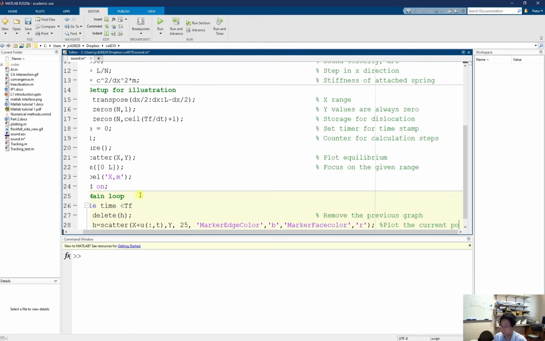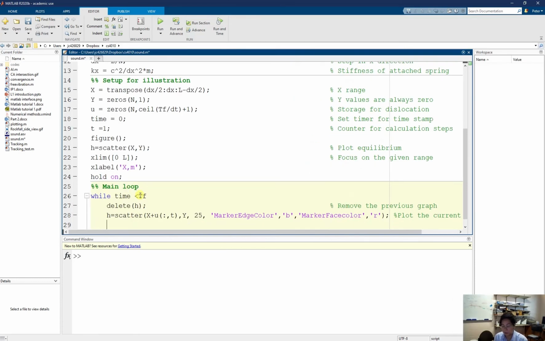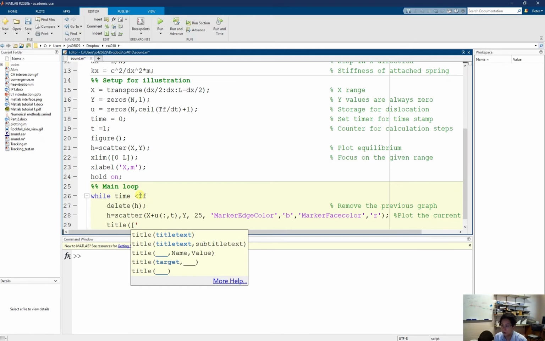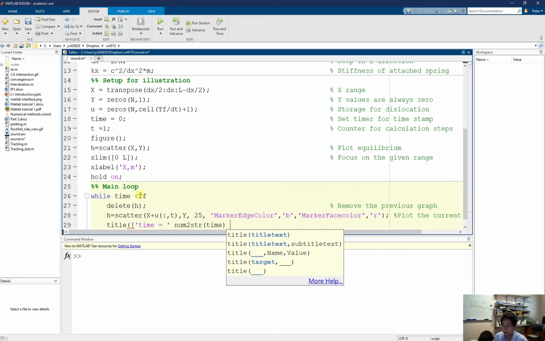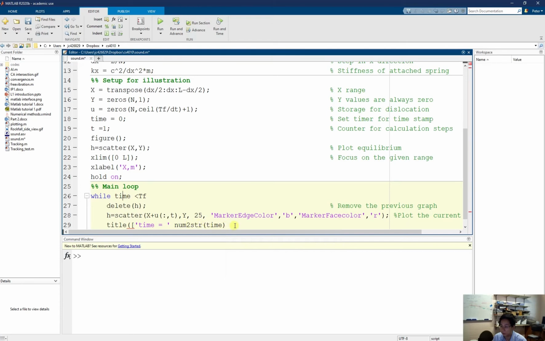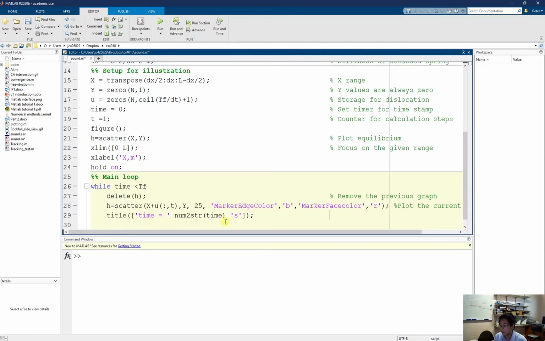Now I need to make a timestamp to tell the reader which time I am at. So I use title to get this one. It will be an array, the first will be a string, time equal to, and then after that will be the time, but I have to convert it, so num2str of the time. This way I convert the time variable to a string to be plotted, and certainly I add the second as a unit of my time. So here is my timestamp. And I pause for dt as I did last time for viewing, so pause to see movement.